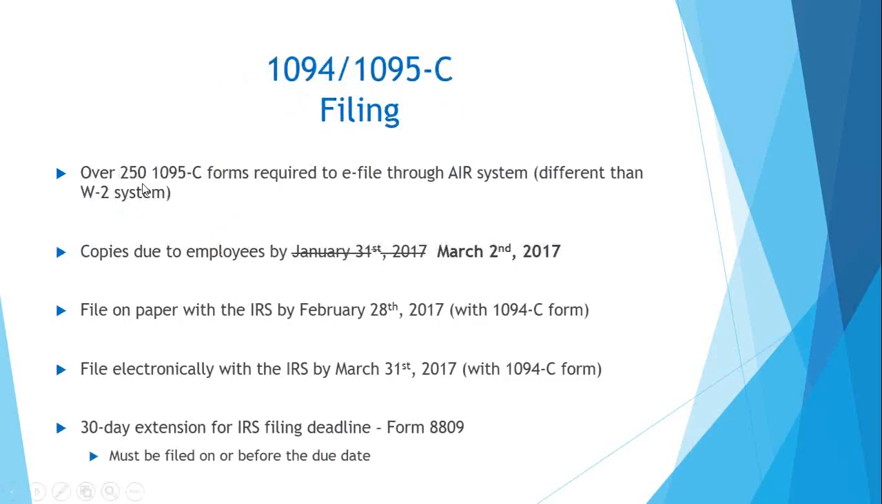So again, over 250 forms, you do need to e-file through what's called the AIR system. This is different than the W-2 system. We created a whole other system just for these forms. Copies are due to the employees by March 2nd. That has been extended. If you file on paper, it's February 28th. Electronic filing is March 31st. If you need a 30-day extension for the IRS, they must be filed through Form 8809 on or before the due date. There are no other extensions available for employee copies.